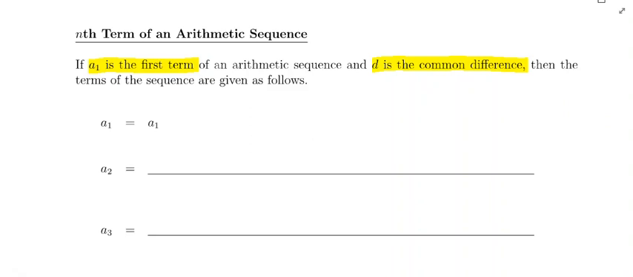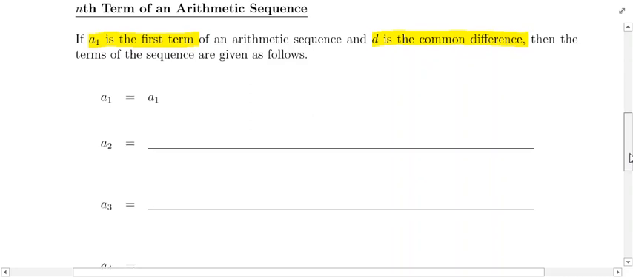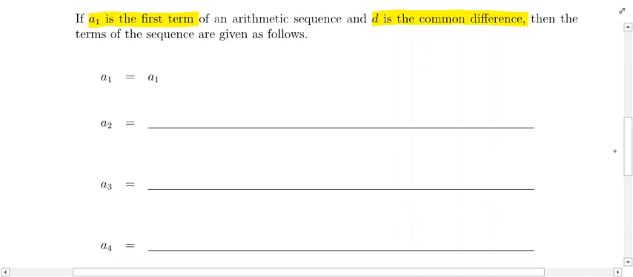Okay, so we have to have a starting point. We're working, like I said, under the assumption that we know what the first term A1 is. So A1 is equal to A1. And then how would we get A2? Well, to get A2, all you would have to do is take the previous term, which would be A1, the term that comes before it, and add the common difference to it. So to get the second term in the sequence, you would just take the first term, A1, and add D to it.